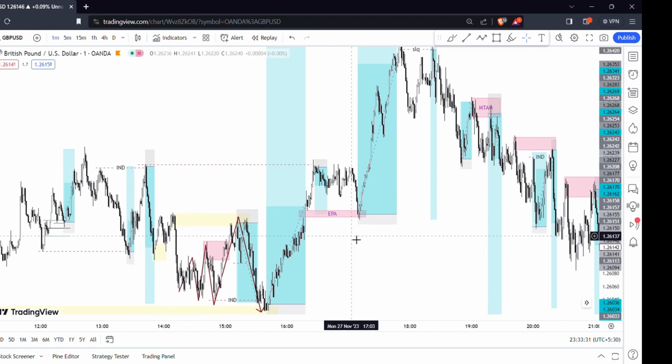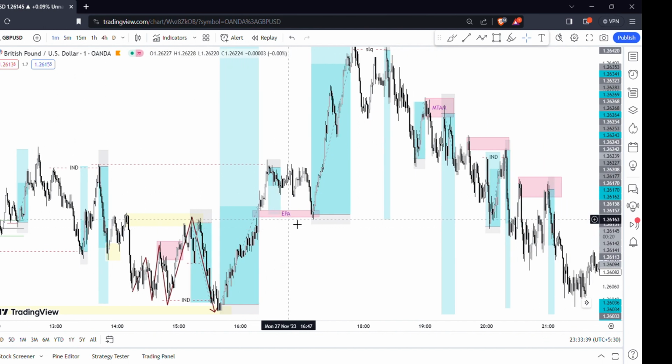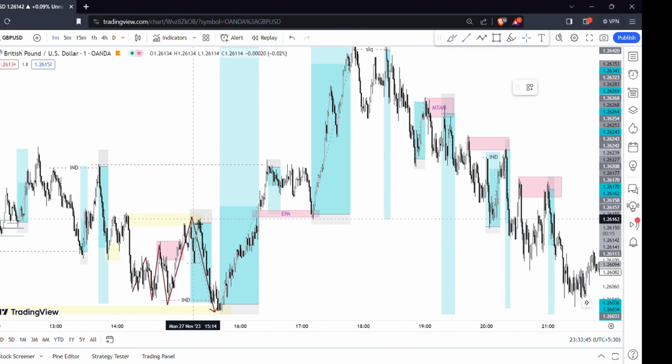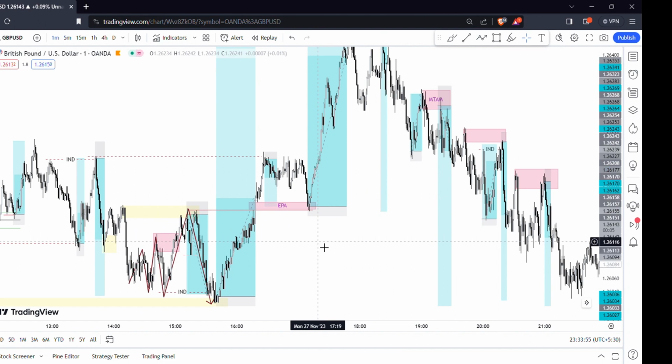And again I bought here because there is an EPA. EPA means inefficient price action. Always the market seeks efficient price action. If the market is inefficient, the market always wants to become efficient. If you see, this level is not mitigated. If you go to the high time frame, this level is not mitigated. So that's why, to make the price efficient, the market came again and moved into the real direction.